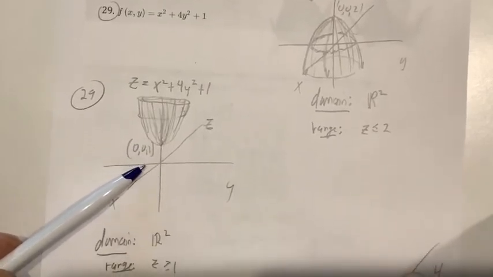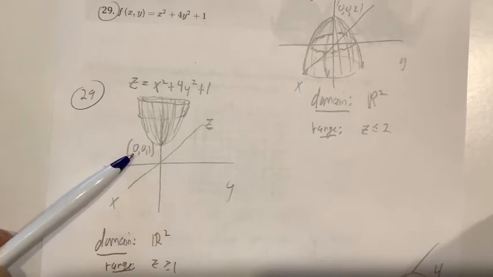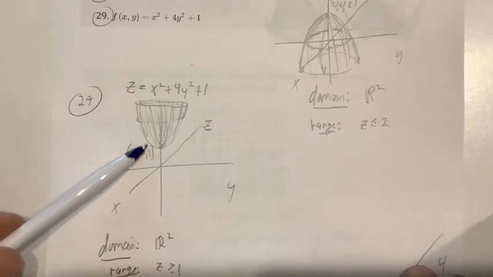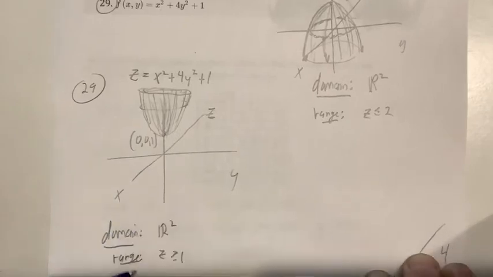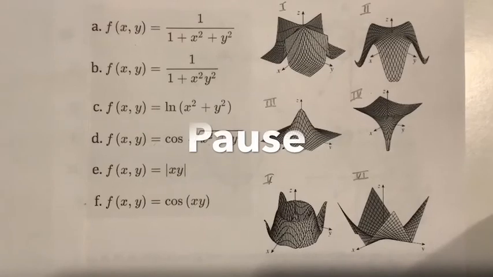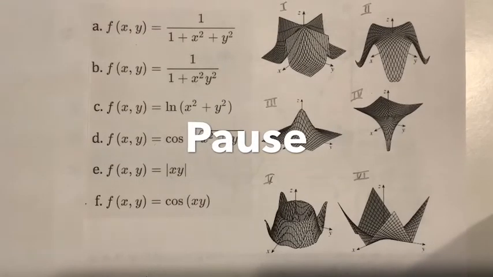Sure are a lot of paraboloids. It's because they're easy to graph. I think that's one of the reasons why we always look at them. Anyway, the domain would be R2, and the range here would be z greater than or equal to 1. See if you can match the function with the surface. Hit the pause button.